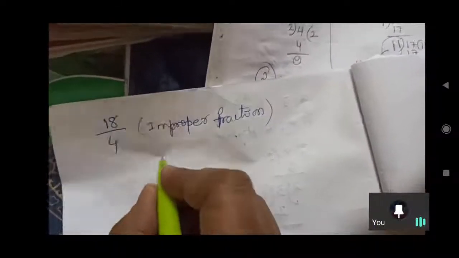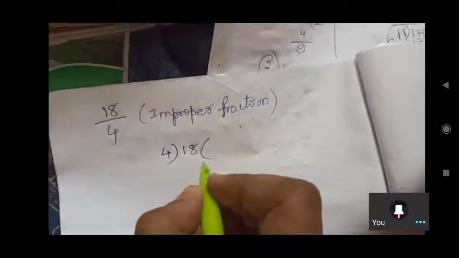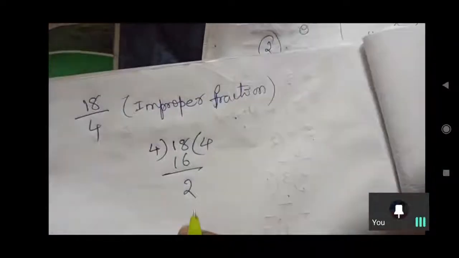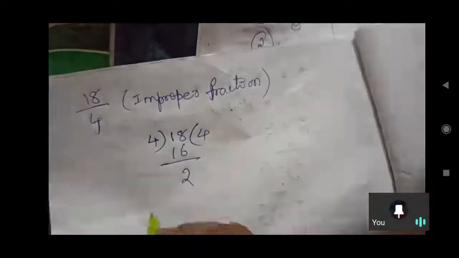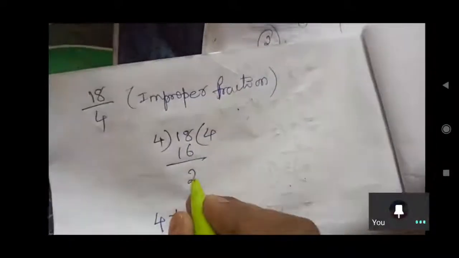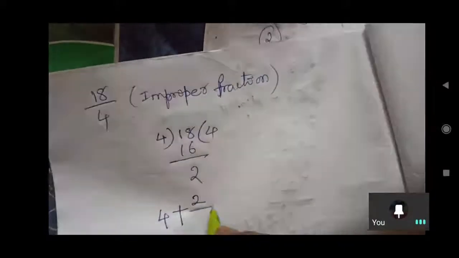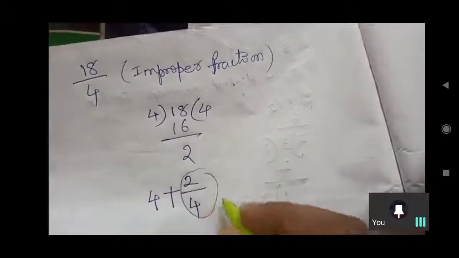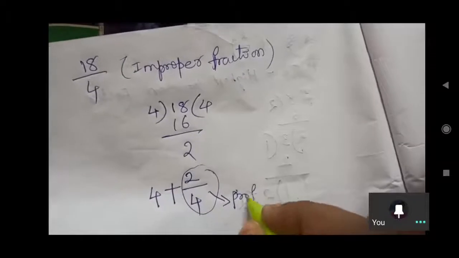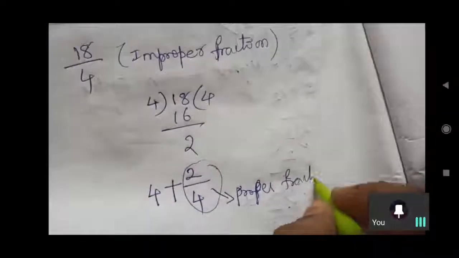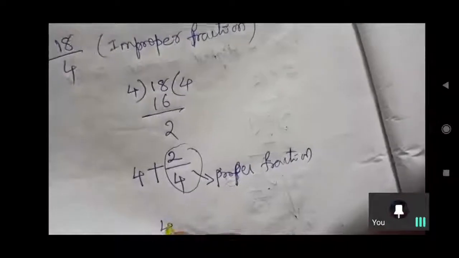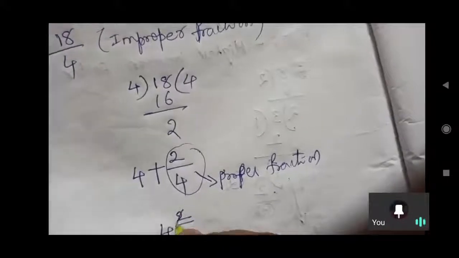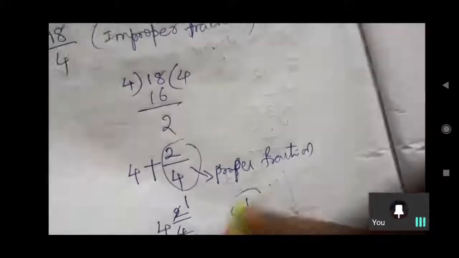How can we make it? 4 into 18. Here 4 4s are 16 and 2 is the remainder. So first write down the quotient here, 4, plus the remainder 2, and in the denominator you write 4. Now it has become a proper fraction, because the denominator is greater than the numerator. So we can write this as 4 2 by 4, or else we can simplify: 2 1s are 2, 2 2s are 4, so 4 1 by 2 also we can write.